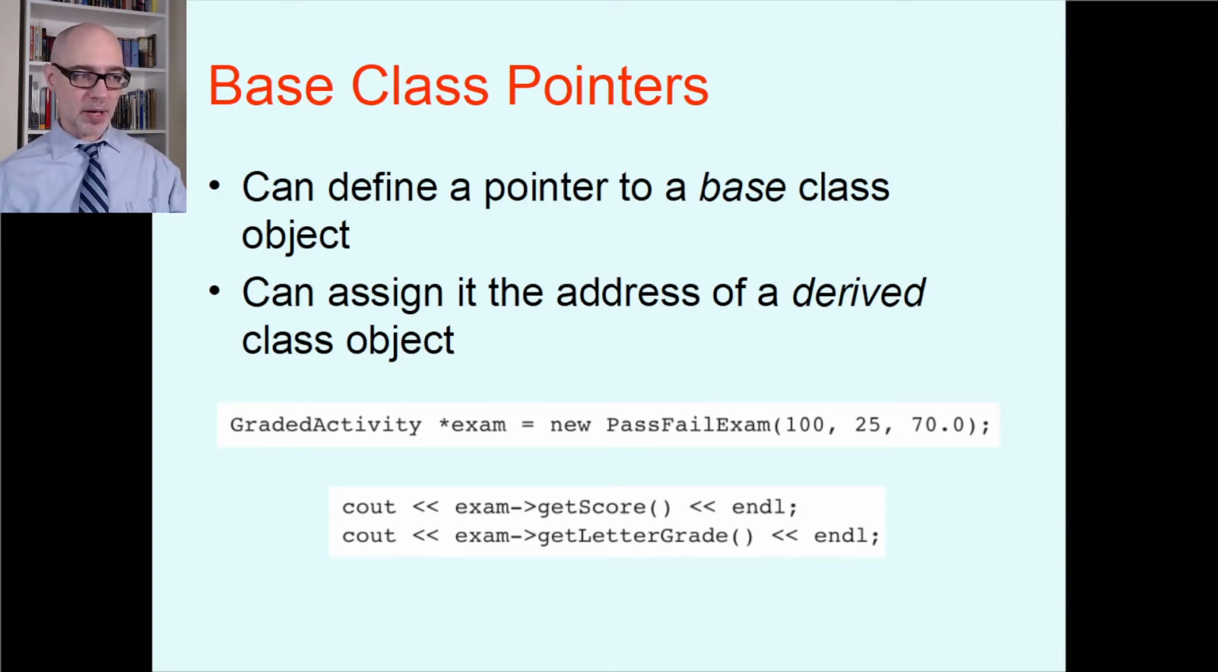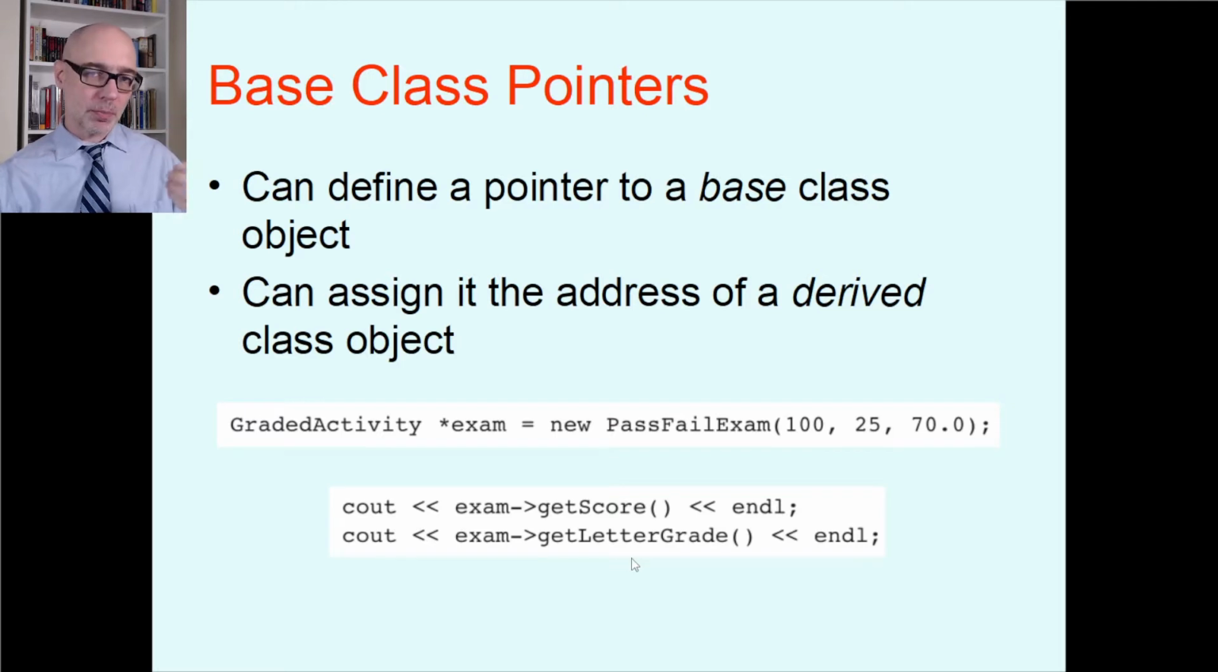All the stuff about a graded activity this has. It has all the same member data, all the same member functions, plus some more stuff, but it makes sense. It totally is a graded activity, and that's why you can use a graded activity pointer to store the address of one of these things, because it is one of those things. Yeah, and so once you do that, you can start doing this. You can call exam, that's this graded activity pointer, arrow get score. You can call exam, pointer to the get letter grade function.